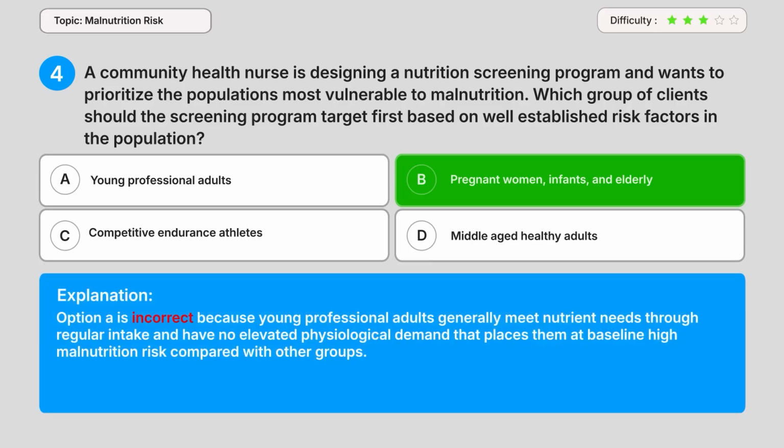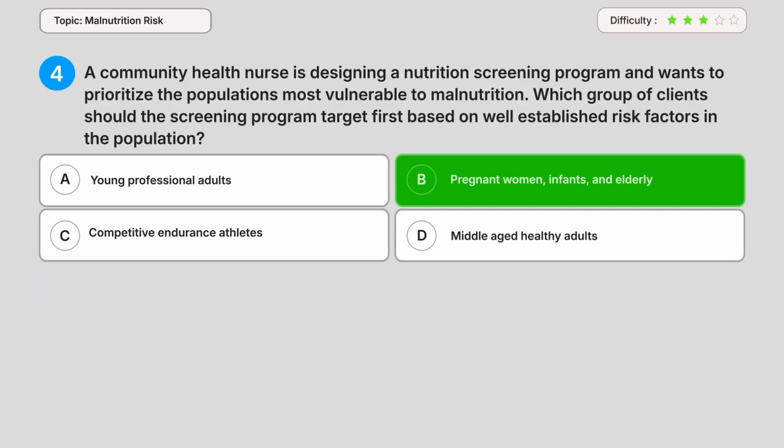Option A is incorrect because young professional adults generally meet nutrient needs through regular intake and have no elevated physiological demand that places them at baseline high malnutrition risk compared with other groups.